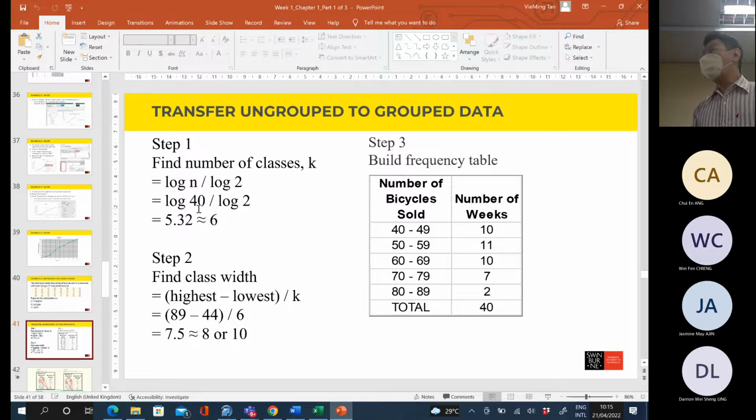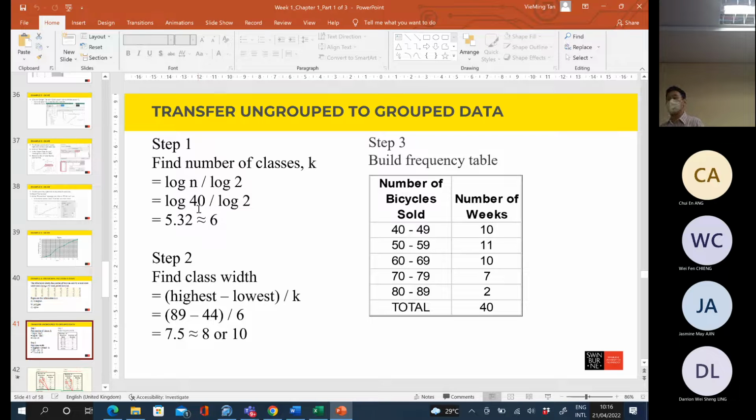This is from the week 1 lecture notes. Then you use log 40 divided by log 2. The answer is about 5.32. What's the meaning? In order to classify these 40 data, you need about 5 to 6 classes, roughly. You can use either 5 or 6. Some students may ask, can we use 7? Also acceptable, because this formula only gives you some idea of how many classes you need. If you use 7, it's not really wrong, but try not to use too many classes, because then it's very hard to do analysis. The idea would be 5, 6, or 7.